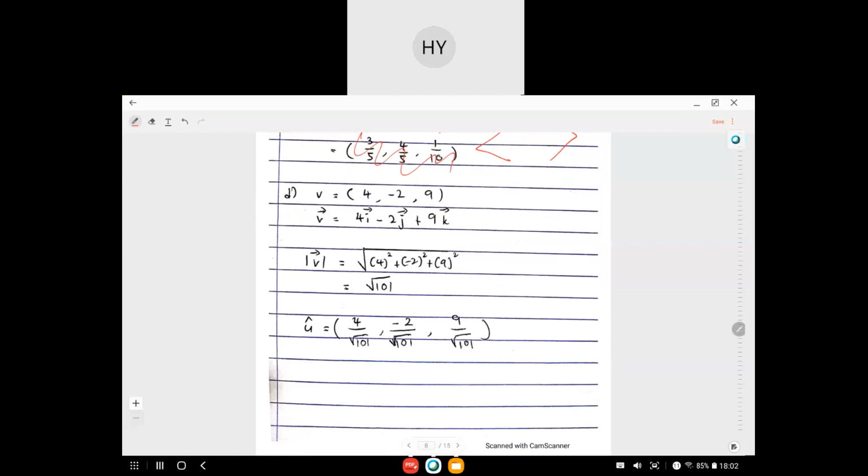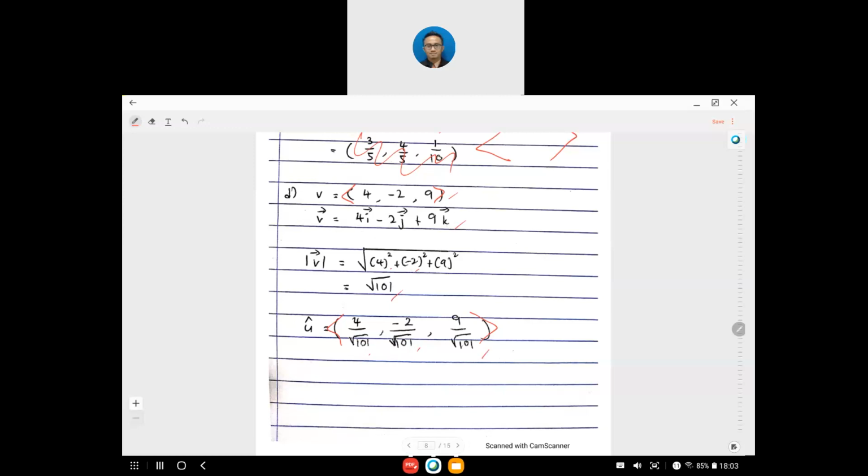Okay, D. 4, -2, 9. Okay, 4, -2, 9. This one ini sama dengan ni. Tajam. Ni pun tajam. Okay, so this one 4, -2, 9 in vector basis. So 4 square plus minus 2 square plus 9 square. So you can get square root of 101. Okay, so this one also same thing. 4 divided by square root of 101, -2 divided by square root of 101, and 9 divided by square root of 101. Okay, this one for question D. Okay.